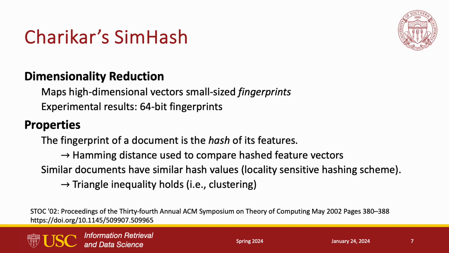The second is that similar documents have similar hash values. This is an example of a locality-sensitive hashing scheme. This means that the triangle inequality holds, and so do the properties of clustering. This is important since clustering similar objects is analogous to identifying near duplicates.